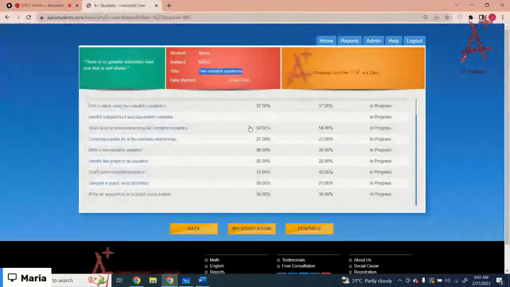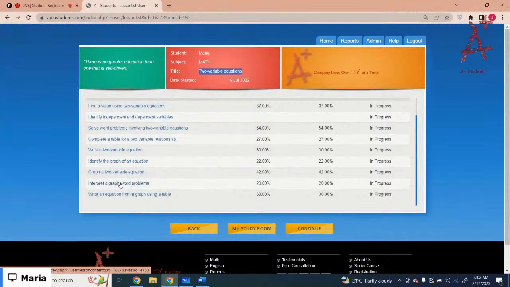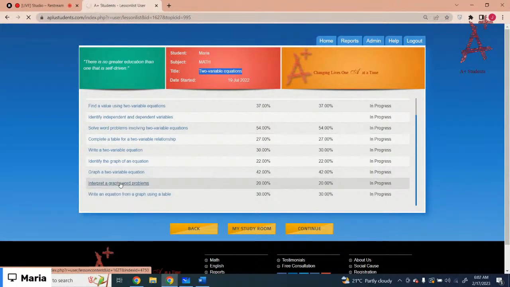Okay, let's just start with the lesson. Here I am on grade 6 maths. The chapter is two variable equation, and we're going to start with the lesson that is interpret a graph word problems. So let's just start with the first lesson.